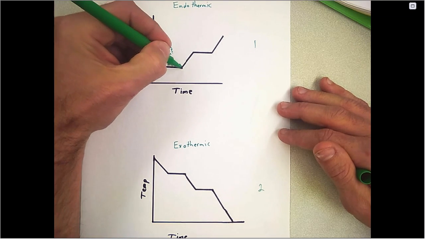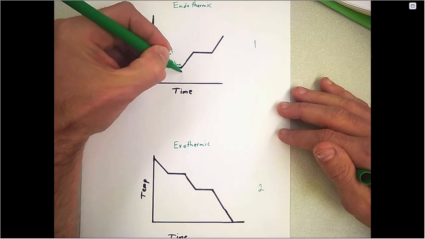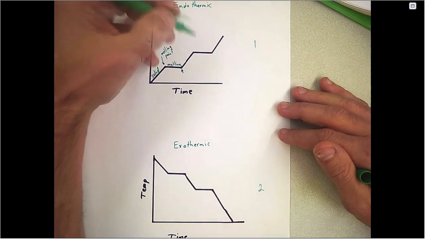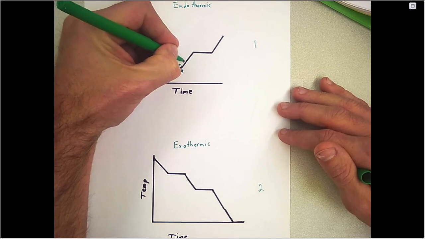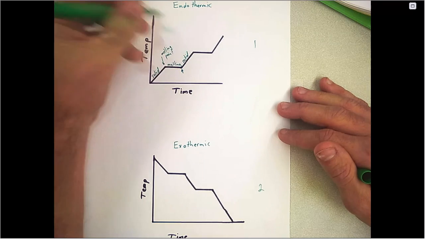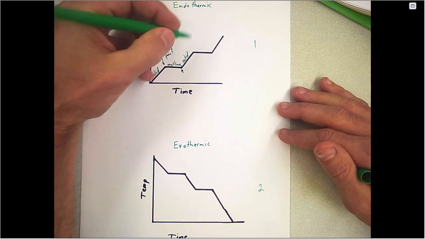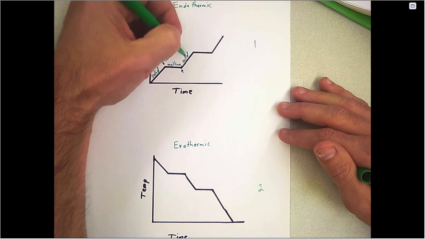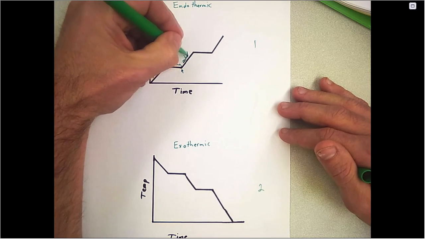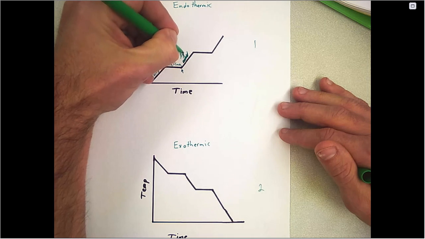Once it's finished melting, which is at that point, it is now all a liquid, and that liquid is heating up. As you can see, the temperature is going up. Sorry, I labeled that solid. That should be a liquid.